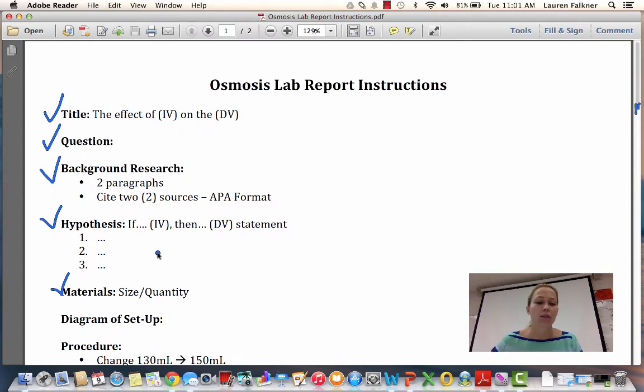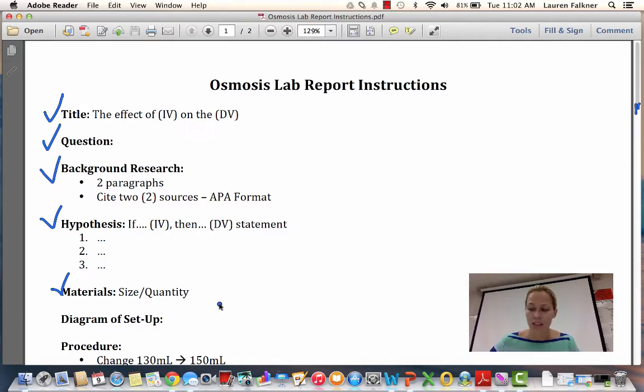Diagram of your setup. Your diagram of your setup is basically a diagram of the beakers all laid out, the eggs in the beakers, and the solutions that were there. I think I drew a simple sketch when we were first setting up the lab of what the setup was going to look like. Just make sure you label your setup.